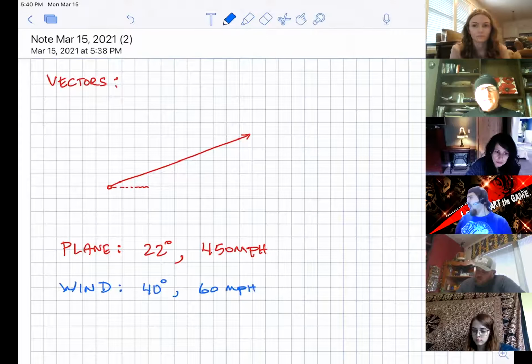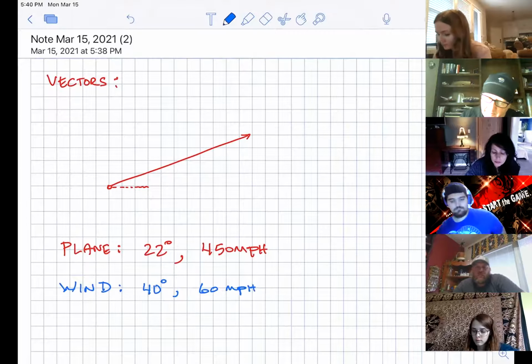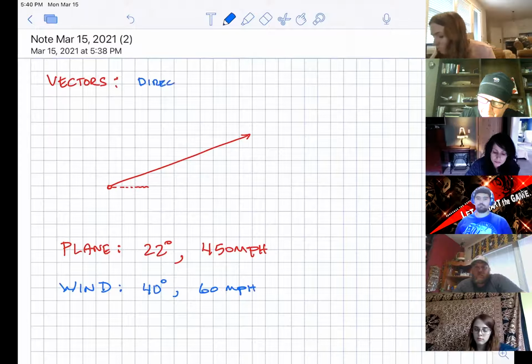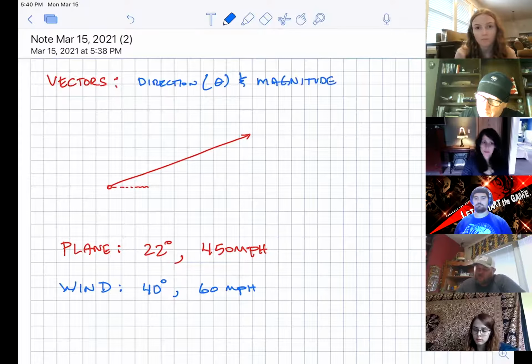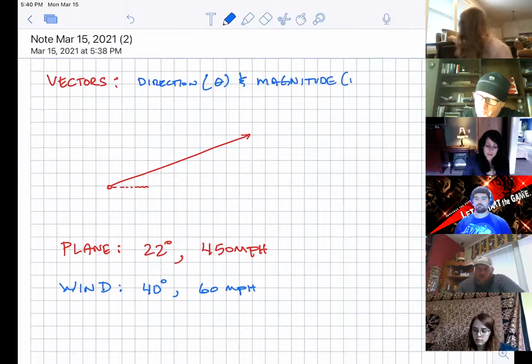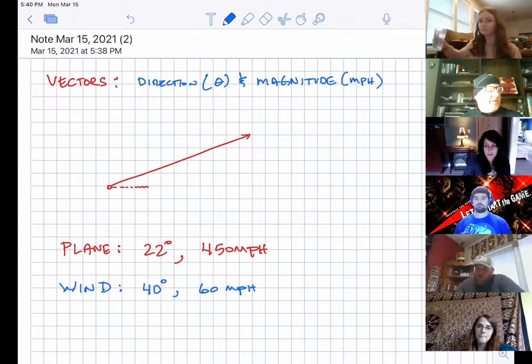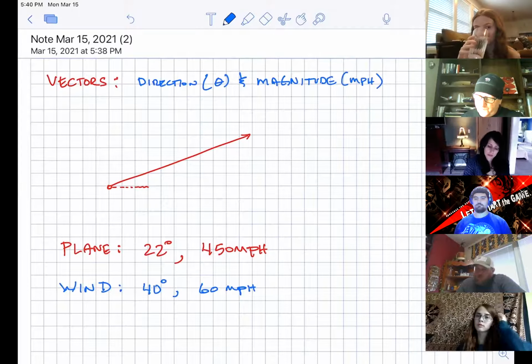The cool thing about a vector is, this is a vector. A vector is nothing more than something that has a direction. That's the angle. And what your book would call a magnitude. In this problem, that magnitude is miles per hour. But I'll show you some other problems in a minute that are kind of neat in that regard too.